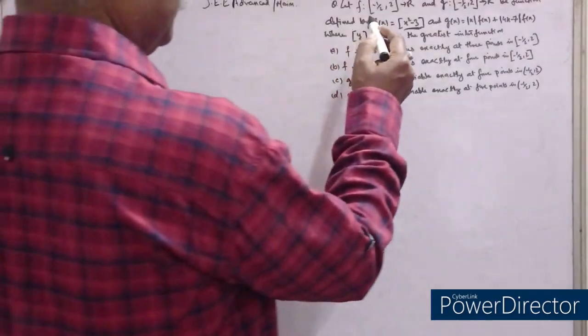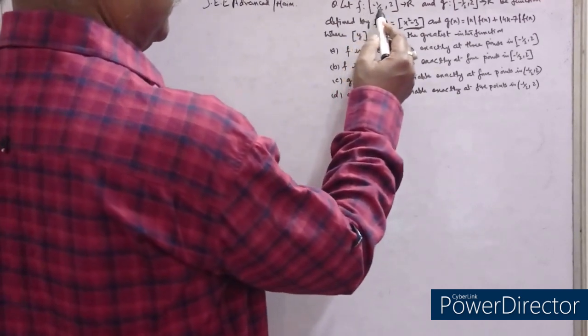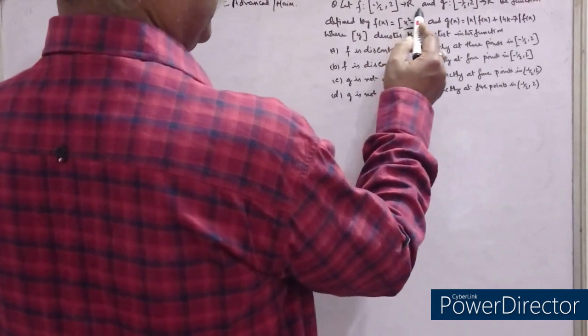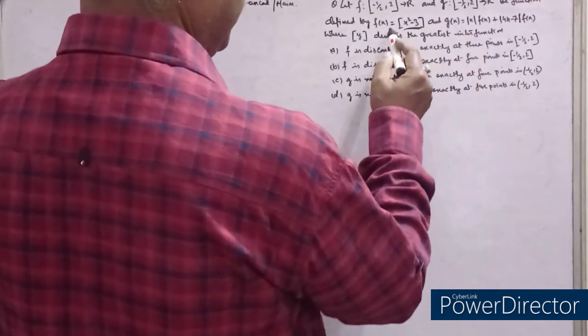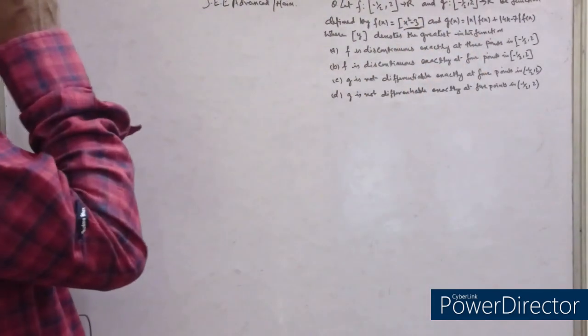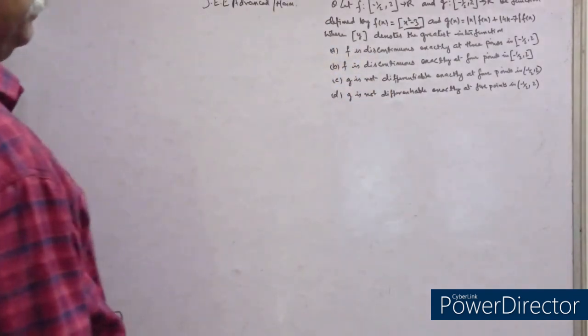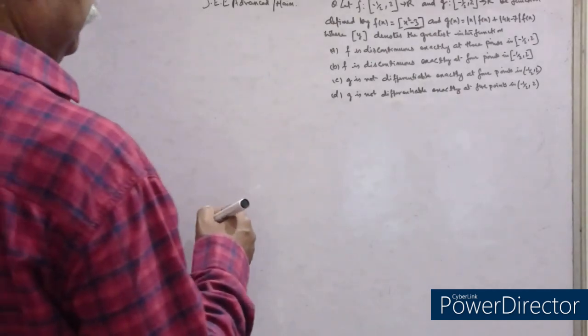So today our question is: f is a function, this is your domain and this is your codomain, that is the real numbers. g is a function, and f is a greatest integer function. So let us check the continuity of the f function, because it is a greatest integer function.